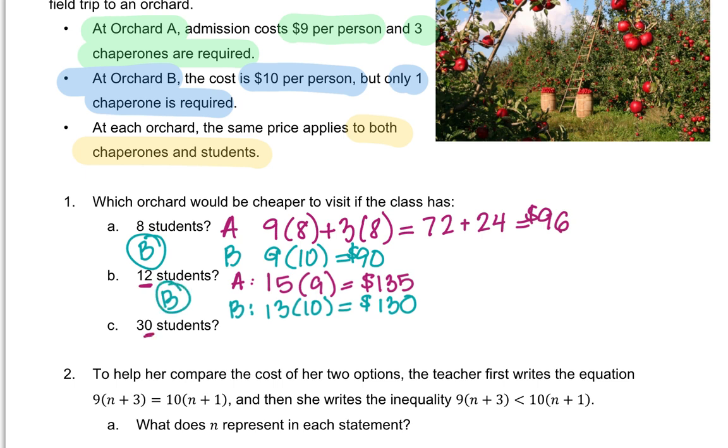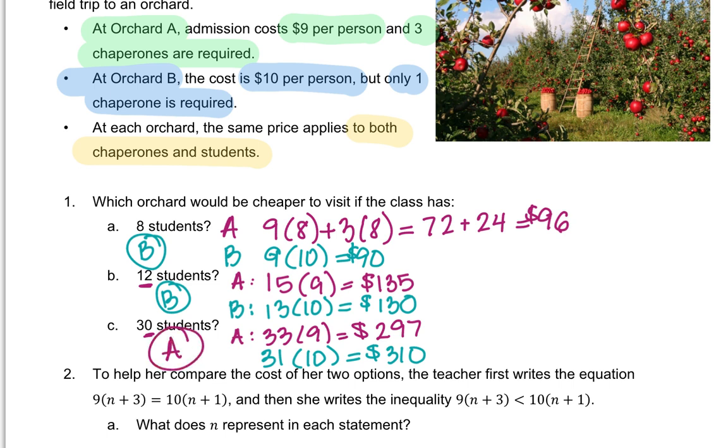With 30 students for Orchard A, we need 3 chaperones, so that is 33 people times $9 per person, so that's $297. And at Orchard B, we only need 1 chaperone, so that's 31, but it's $10 a person, so that comes out to $310, so A is cheaper. So that means somewhere between 12 students and 30 students, they would be the same, because at one point, B is cheaper, and then eventually A becomes cheaper.